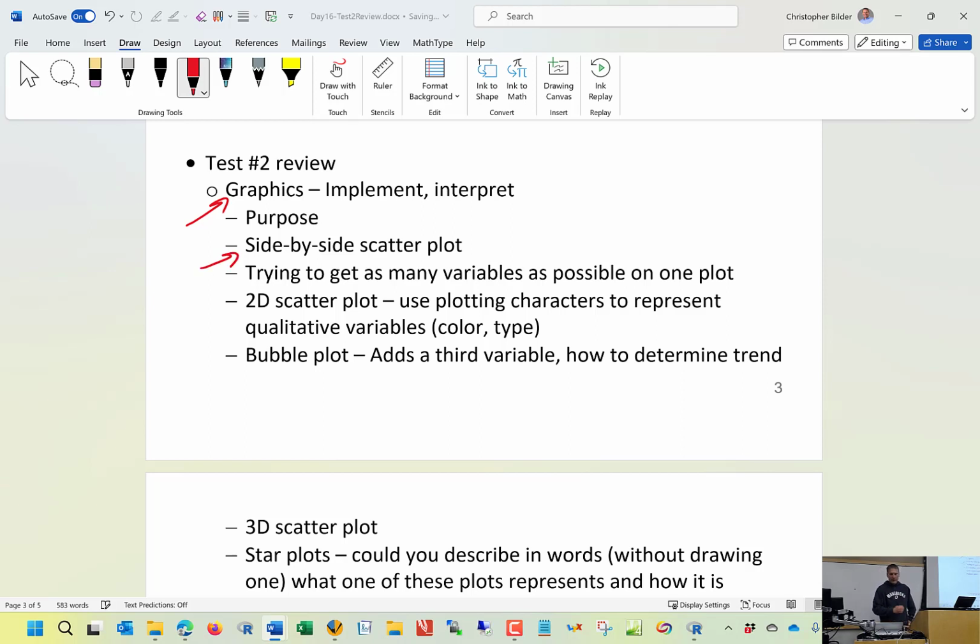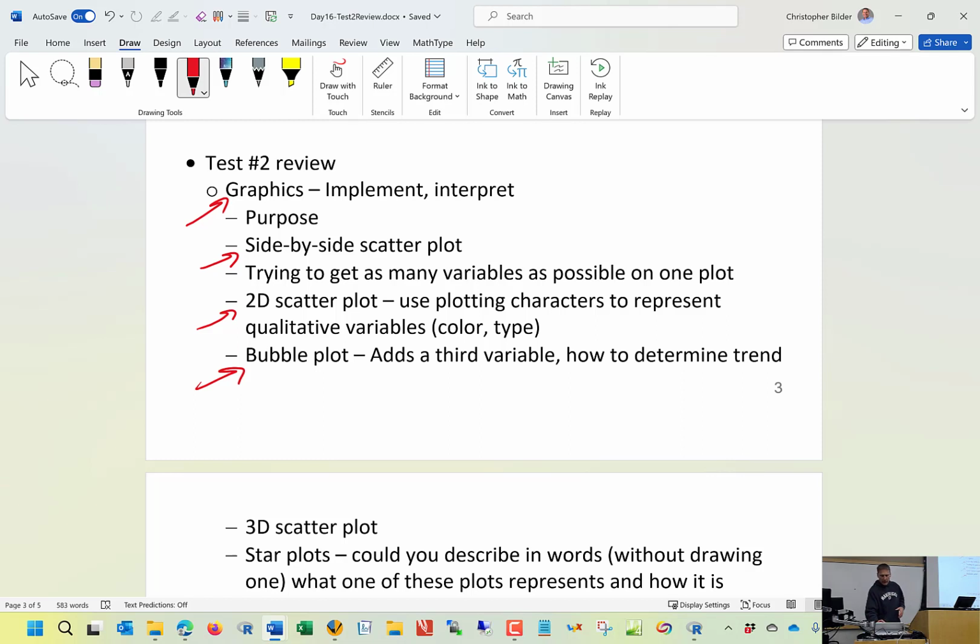There were a number of different plots. We started off with simply a side-by-side scatter plot. Then we went to just a plain old two-dimensional scatter plot where we used the plotting characters to represent qualitative, categorical variables, where maybe we use the color of the plotting point to represent something. We talked about bubble plots, where the plotting point corresponds to the size of a third variable. Make sure you know how to interpret them.